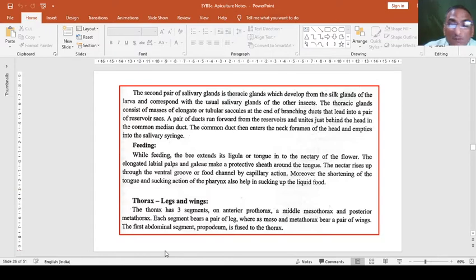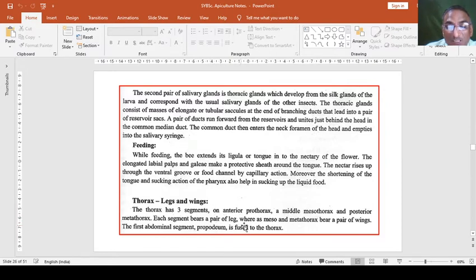Now the second body part is the thorax. Thorax is the second major division of the body, where legs and wings are located. The thorax has three segments: an anterior prothorax, a middle mesothorax and a posterior metathorax. These are the serial three segments of the thorax. Each segment bears a pair of legs, which means three segments bear six legs, therefore it is called a hexapod also.